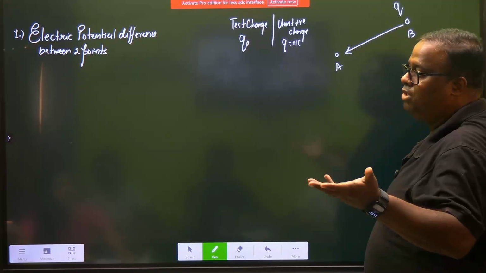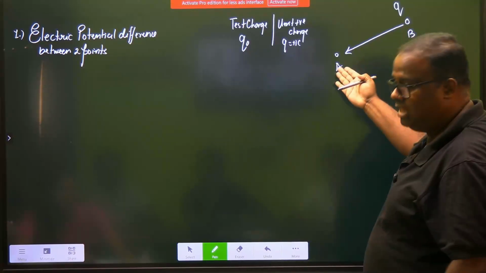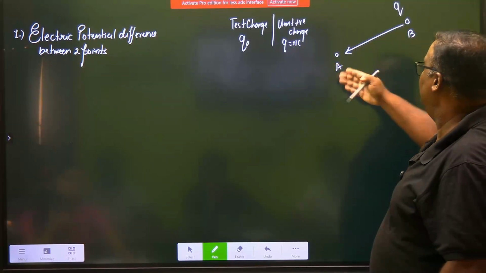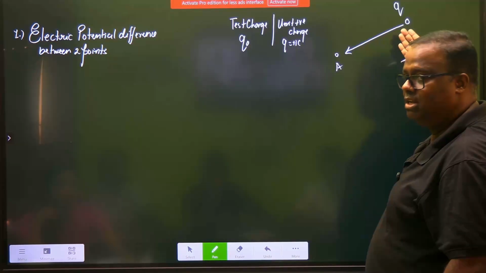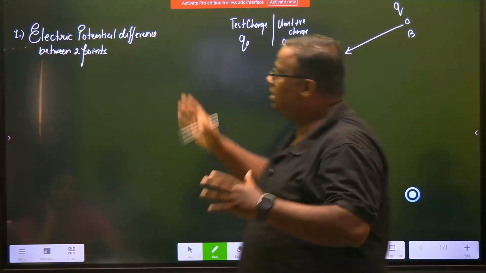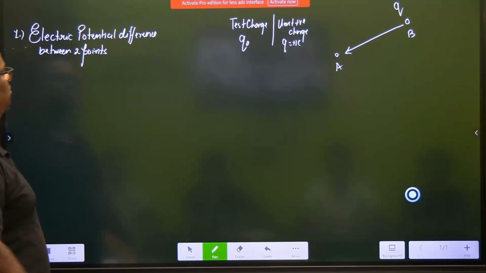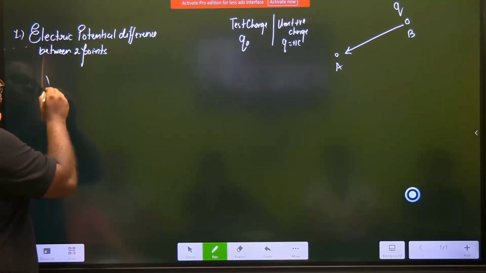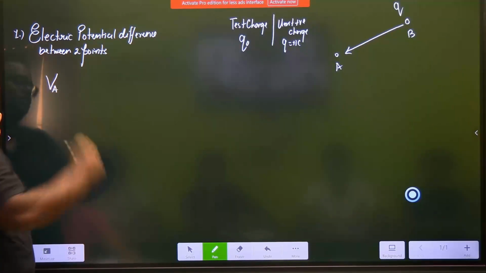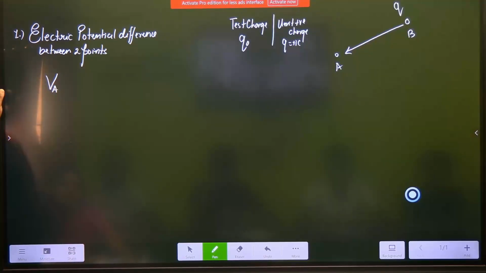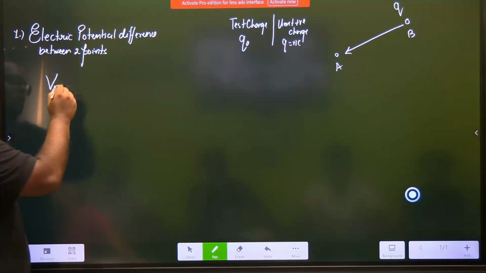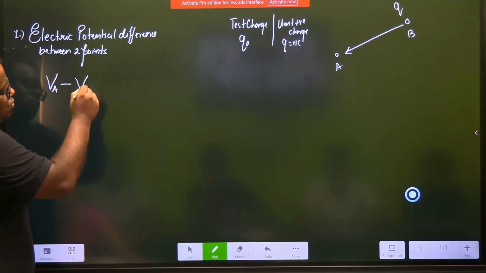Where will the potential energy be more? At A, the potential energy will be more. Where will the potential energy be less? At B, it will be less. So, electrical potential difference between 2 points. We say that the potential at A is VA. First, let us see mathematically, then it will become very easy by definition. The potential at B is VB.